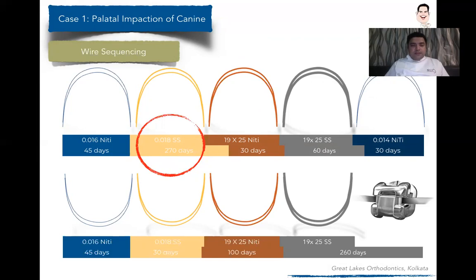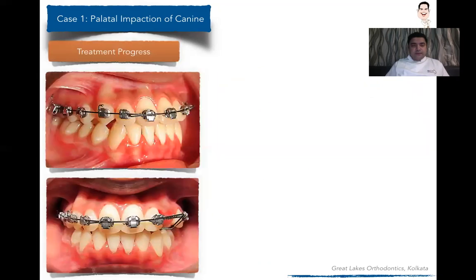In the lower arch, it's pretty easy: we use a 016 NiTi and just align the teeth with a bit of proximal stripping. Then 018 SS, 1925 NiTi, and 1925 SS. So that's the sequence of wires that we follow regularly in cases of non-extraction. And here the working arch wire in the upper arch is the 018 SS wire.